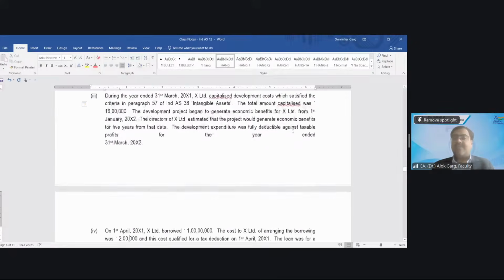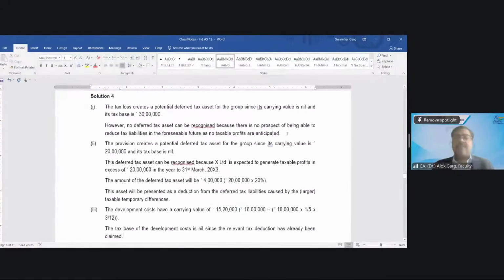So how is this answer framed? Let's see the answer. The provision creates a potential deferred tax asset for the group since its carrying value is 20 lakh and tax base is nil. This deferred tax asset can be recognized because X Limited is expected to generate taxable profit in excess of 20 lakh. In the year to 31st March 20x3, the amount of deferred tax asset will be 4 lakh.